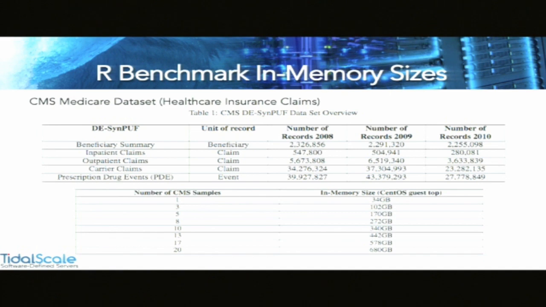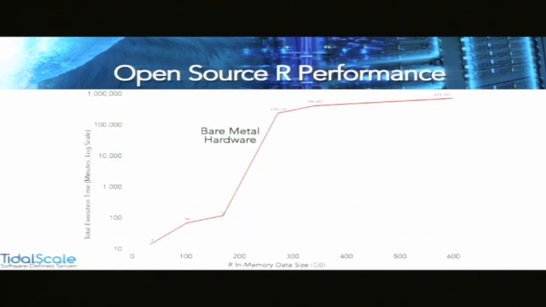So what were the results? This is the bare metal results. The red line is showing you execution time, that's the y-axis, and then charted against, it's a scatter plot, charted against our in-memory data size in gigabytes. And you can literally see the memory cliff here.